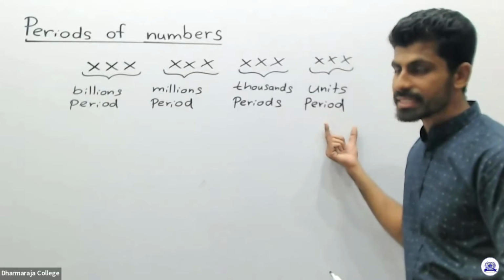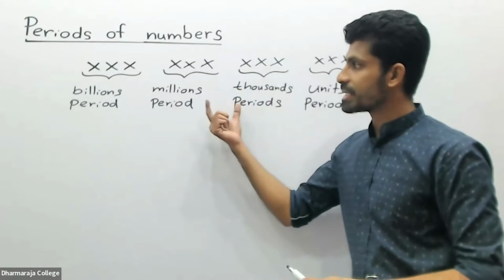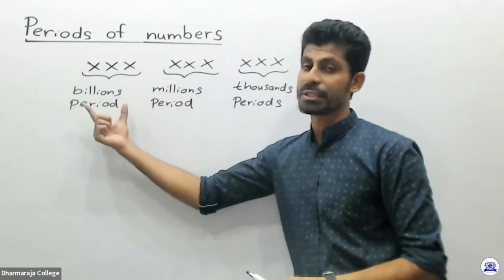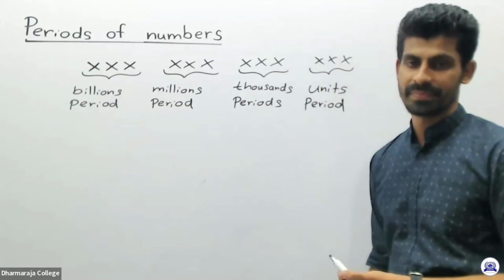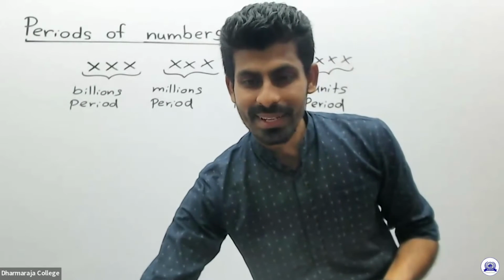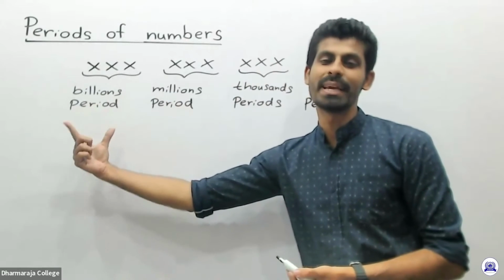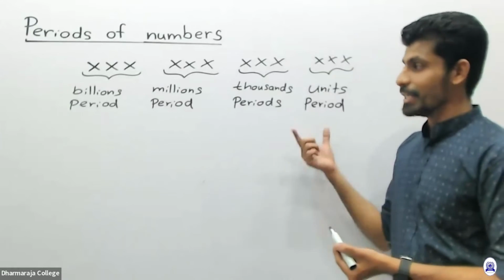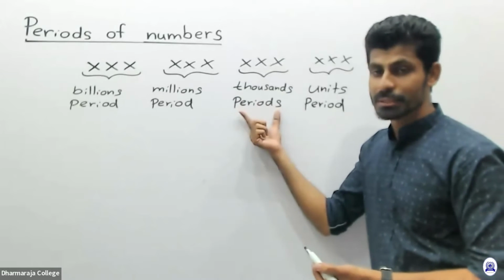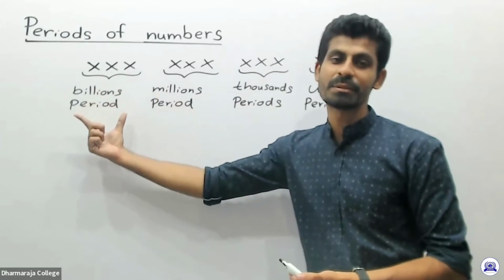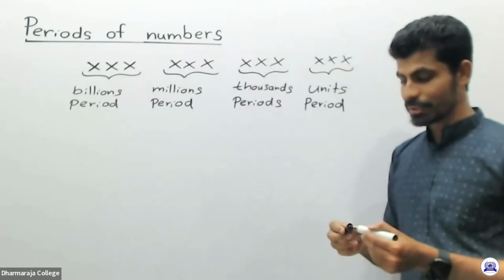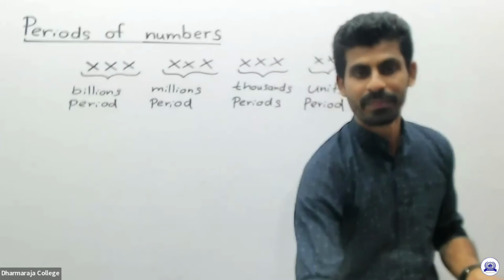Units period, thousands period, millions period, billions period. So those are the periods of this.